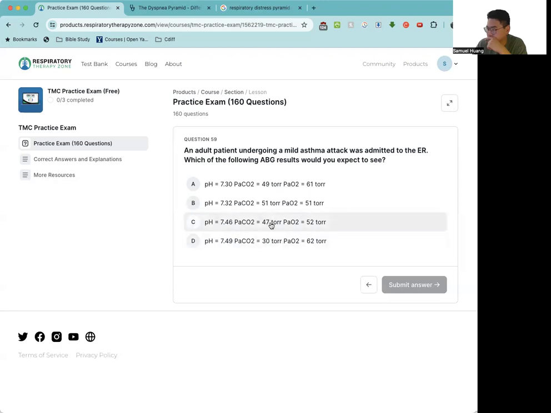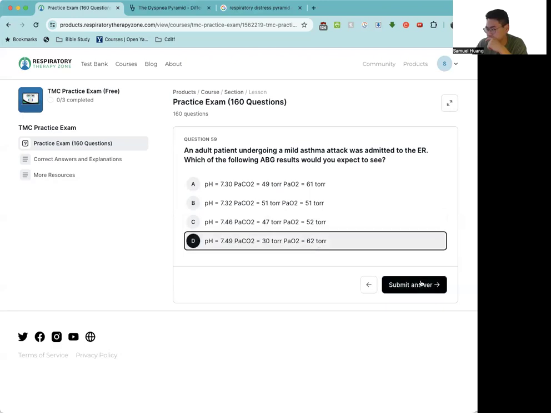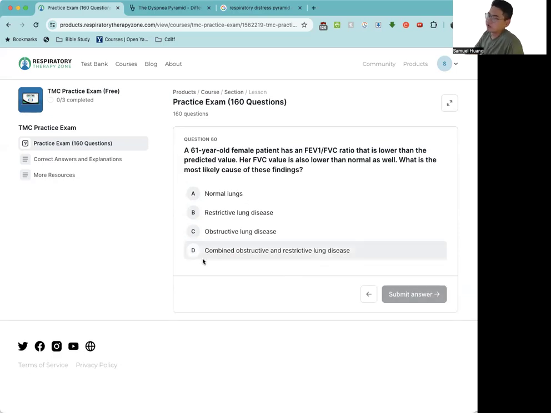But you should be breathing it out. So pH alkalosis is these two. PCO2 should be low because you're breathing it out. So it should be this one. And you should have hypoxemia. Nice. All right, last question for now.